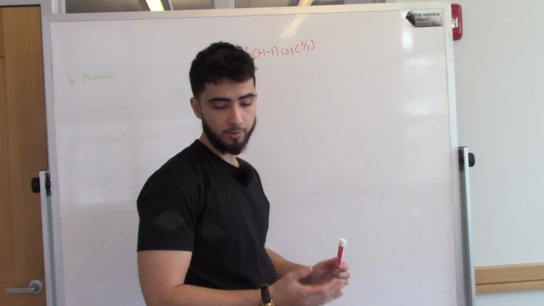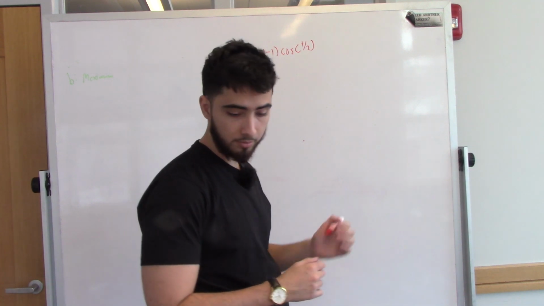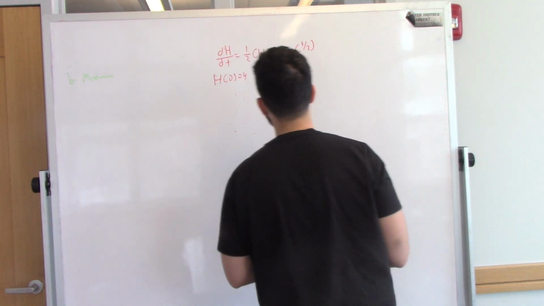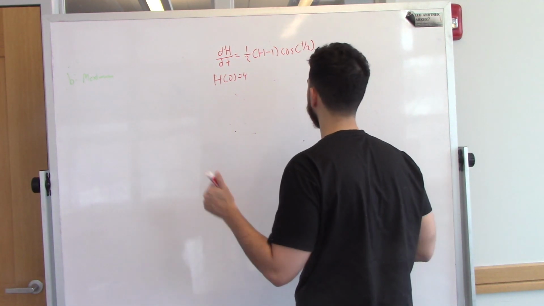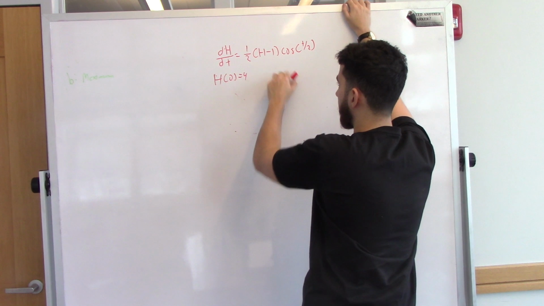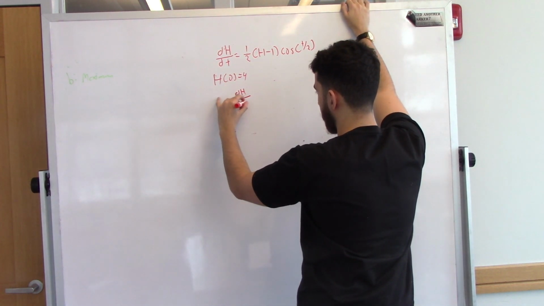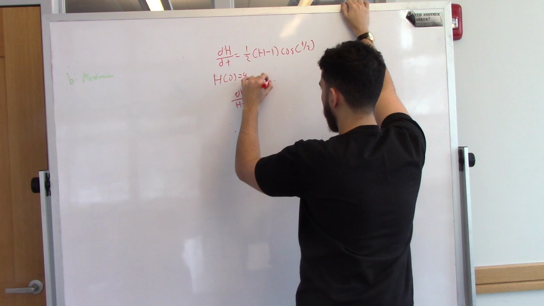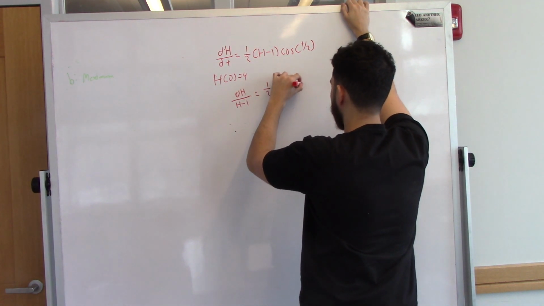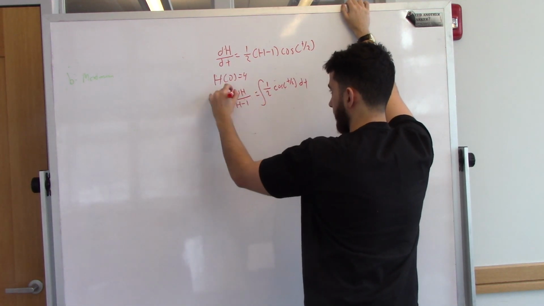All right, now for part C, we're just asked to solve this differential equation using separation of variables, and the initial condition, h of 0 equals 4. Okay. Well, separation of variables, multiply by dt, divide by h minus 1 to get dh over h minus 1 equals half cosine of t over 2 dt. And now we're going to integrate both sides.